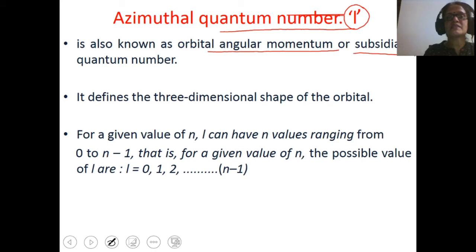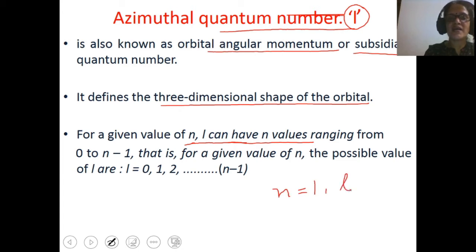Then the question arises, what does it define? It defines the three-dimensional shape of the orbital. So for a given value of n, l can have n values. This is a very important point. For a given value of n, l can have n values. For example, if n is equal to 1, n has one value, then l will also have one value, and these values range from 0 to n minus 1.